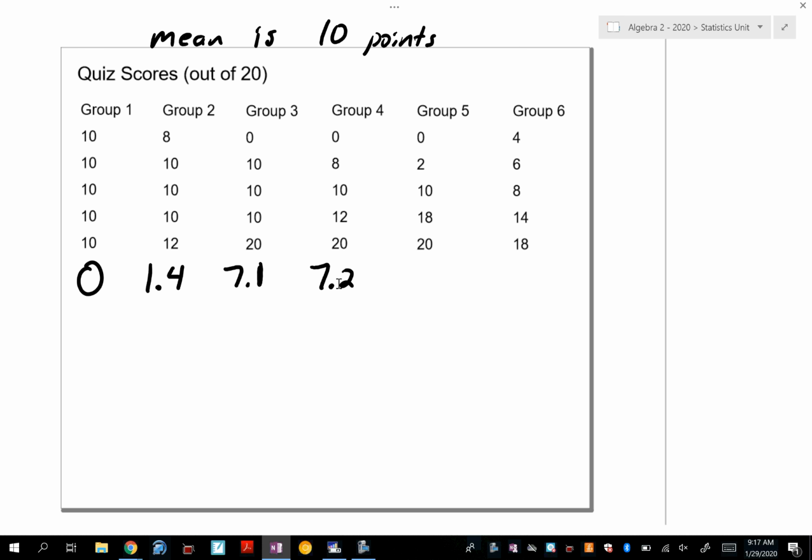Okay, now look at group 5. Does everyone see group 5? You see group 5, okay, Aviana, 0 and 20 still there, right? And my 10. But what happened to the 8 and the 12? One went to a 2, that's much farther away. And what about 18? Also much farther away. So even more spread out. So what's going to happen to the standard deviation? It's going to go up again. This one is 9.1 points.